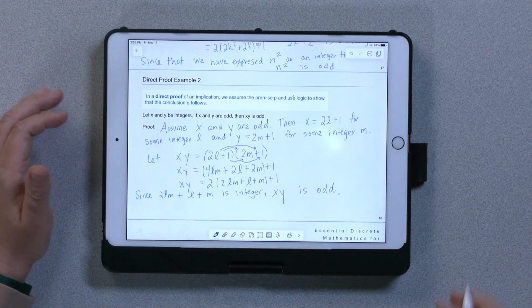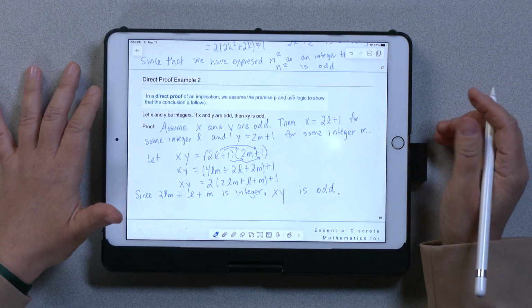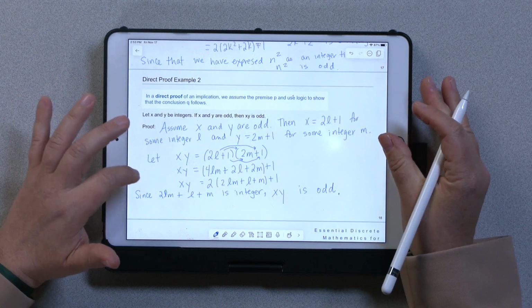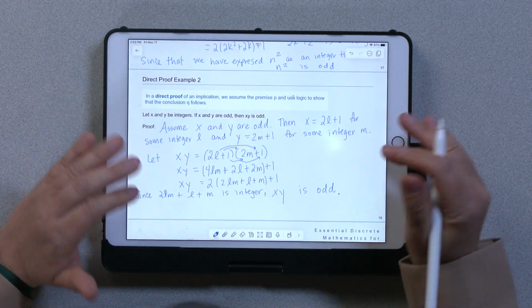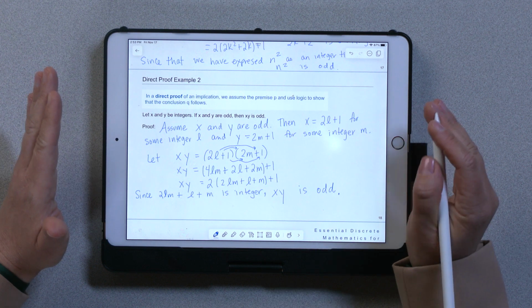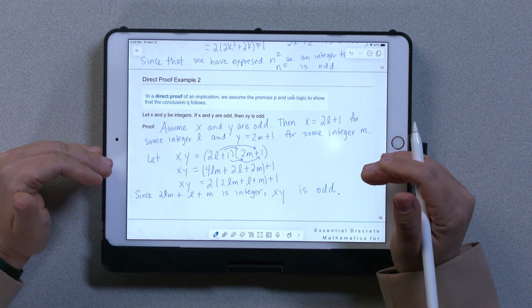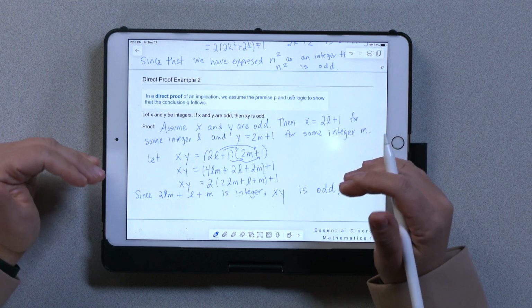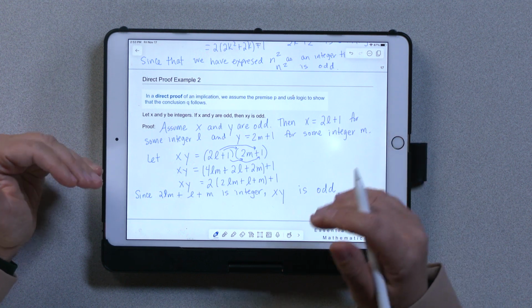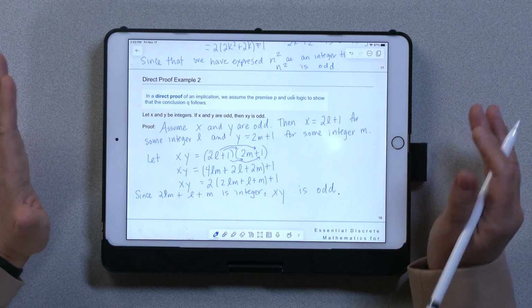We've just shown that the conclusion follows, and that completes the direct proof. Just to recap, we assume that x and y are odd. We use logic to then show that the conclusion follows, which is x times y is odd.